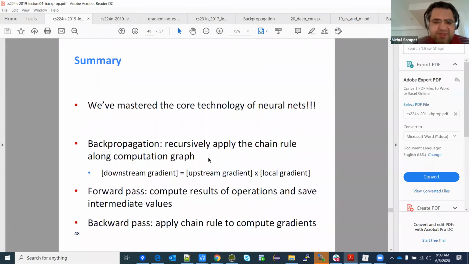Okay, so here he says we have mastered the core technology, and I was like, really? No, not really. We really need to study a lot more, but we get the idea. We have the chain rule, and you recursively apply the chain rule along your computation graph. You have the forward pass and the backward pass, right? So that's the one slide summary.